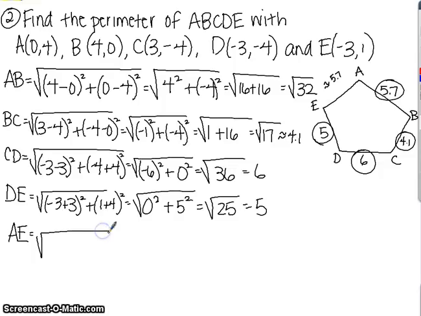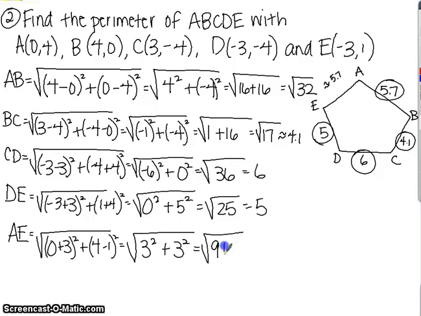Last one, A and E. So 0 turns into a plus 3 squared plus 4 minus 1 squared equals, let's see, this would be a 3 squared and another 3 squared. So that's 9 plus 9, 18. The square root of 18, 4.2.